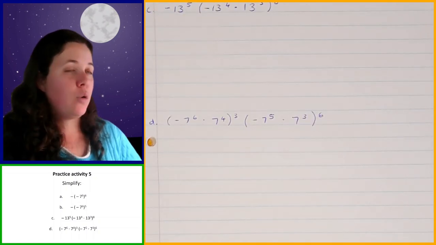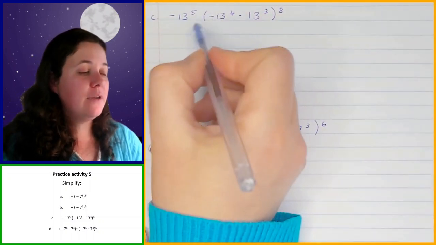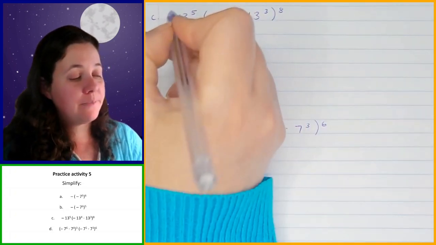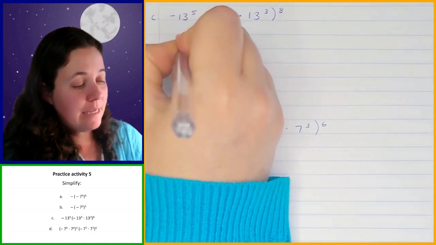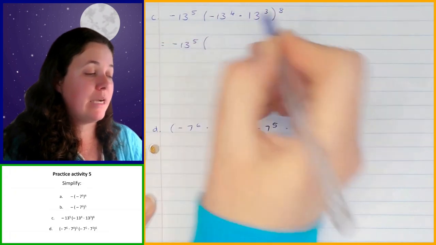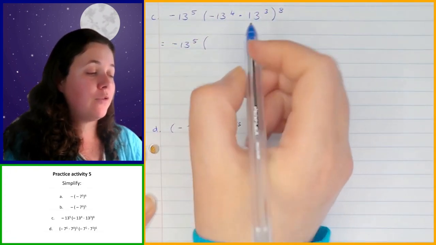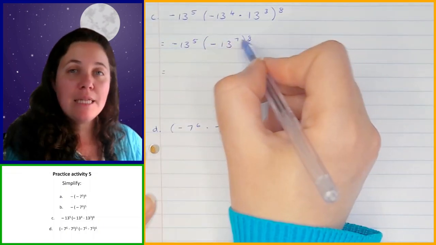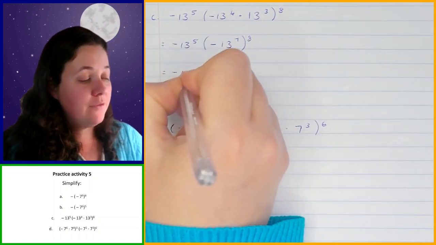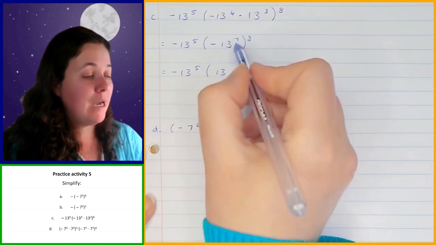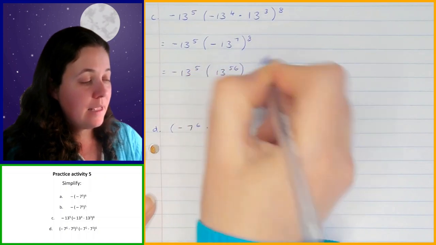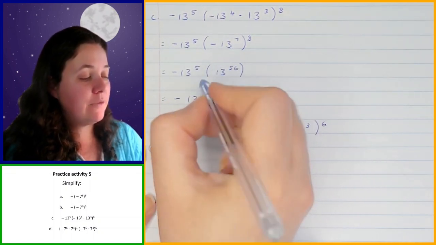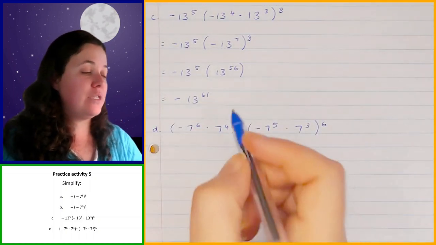Then question C, we have negative 13 to the power of 5 multiplied by, in brackets, negative 13 to the power of 4 times negative 13 to the power of 3 in brackets to the power of 8. First I'm going to keep this the same, I can't do anything to that yet. I'm going to simplify what's inside the brackets first. So I've got negative 13 to the power of 4 times 13 to the power of 3. That is negative 13 to the power of 7, and that is still to the power of 8 over there. Now, my exponent outside the brackets is even, which means that this is going to change to positive. So I've got negative 13 to the power of 5 times positive 13 to the power of, and then 7 times 8 is 56. Now I can multiply these together and add the exponents. A negative times a positive is negative 13 to the power of 5 plus 56 is 61. So for question C, you should have got negative 13 to the power of 61.